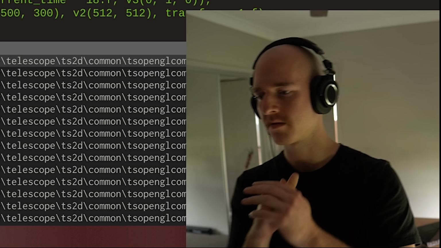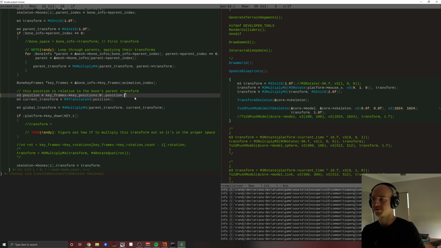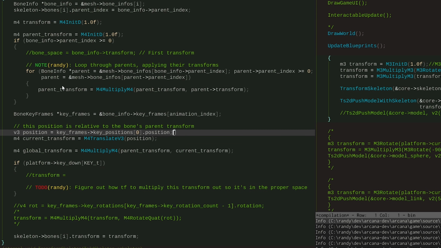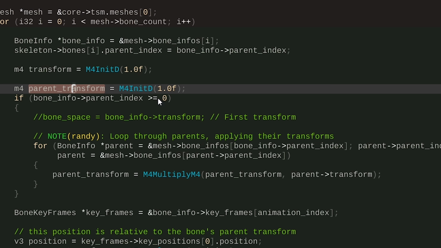But the thing is, what does the parent transform look like? Like the parent transform is relative to its parent. So that's why I guess I multiply it all the way down. Oh, I think it would stop at the root here then, if I'm not mistaken.